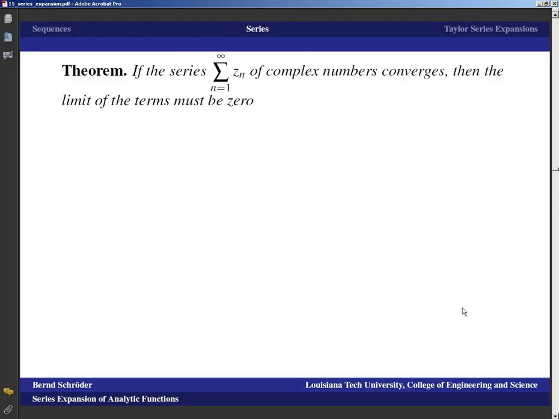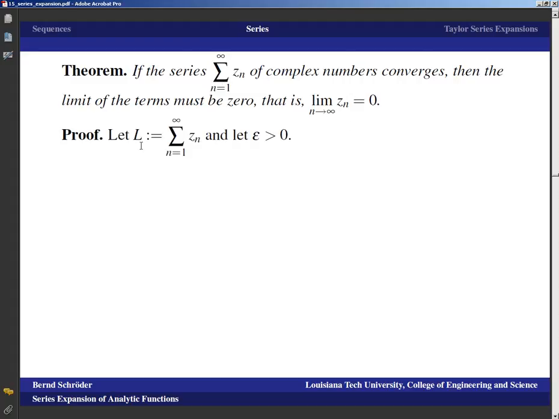If a series of complex numbers converges, then the limit of the terms must be 0. That is, the limit of the Zn's itself is equal to 0. We have to be very careful here. As soon as we talk about series, on one hand we have the limit of the partial sums floating around, but we also have the limit of the terms floating around, and the two are not the same. Now, convergence implies that the terms go to 0.